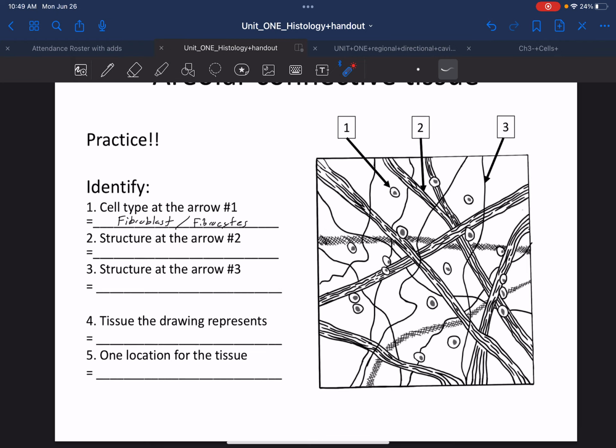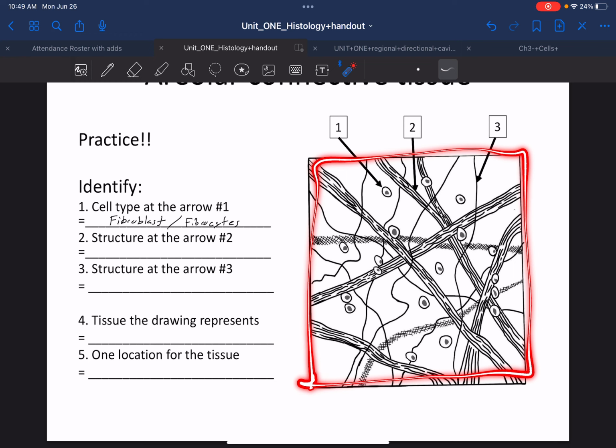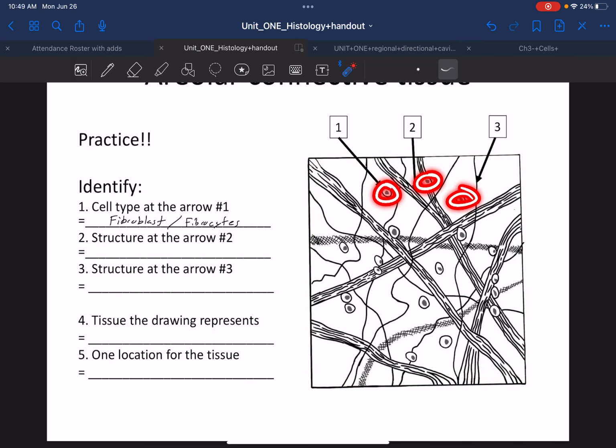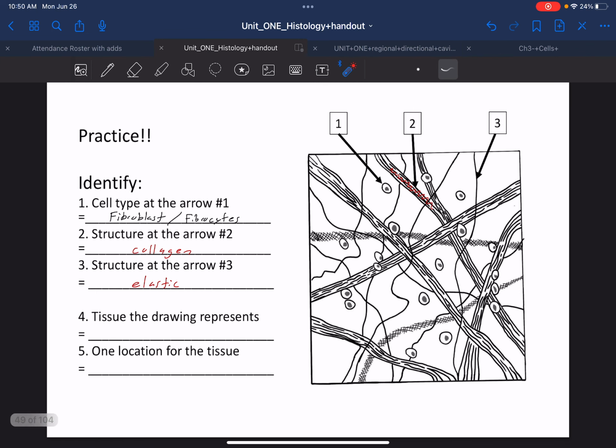When we look at connective tissues, we don't really just care about the cells, we care about the cells and everything that they produce around them. And then the entire thing is still classified as the tissue, and every individual is a cell. And so number 2, structure. It's not in color, but the large pink one here is more than likely collagen, the larger one is always going to be collagen. And number 3, the thin hair-like one is going to be elastic. And then the tissue that it represents is going to be areolar, just the name above.